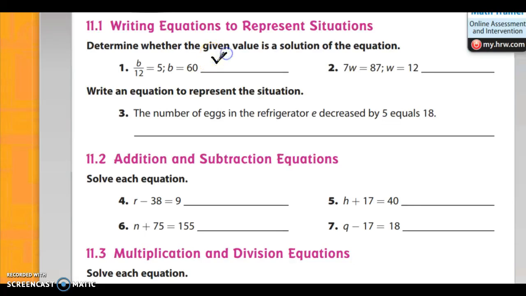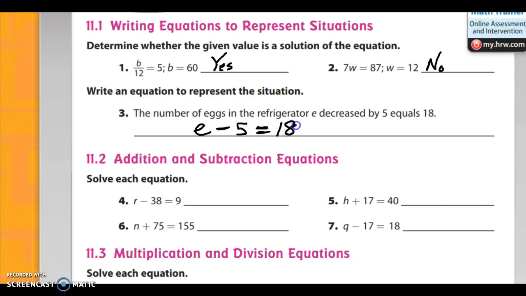I'm going to rewrite those just to leave my answers there, yes and no. All right, the directions read, write an equation to represent the situation. The number of eggs in the refrigerator E decreased by 5 equals 18. So what do we have going on here? We have some eggs. We don't know how many. Decrease by 5 means subtract 5. And then it says equals 18.